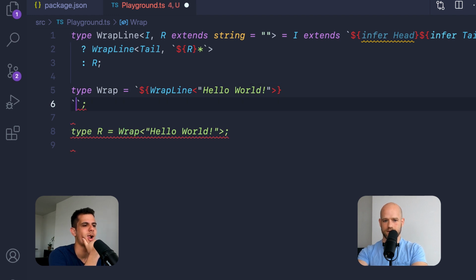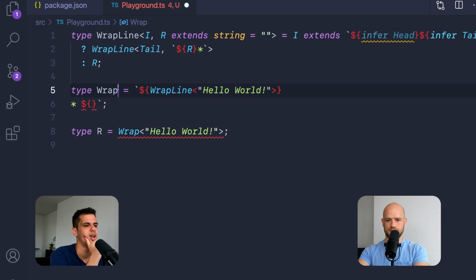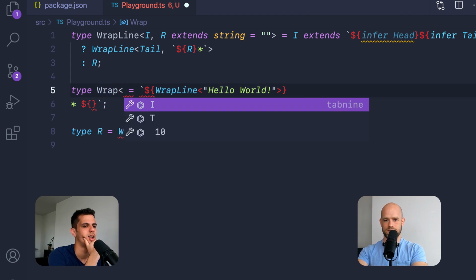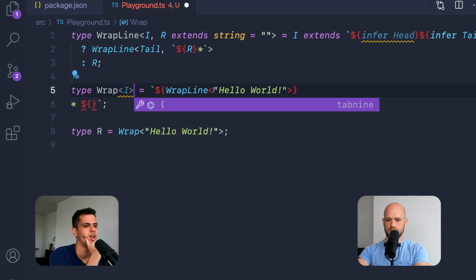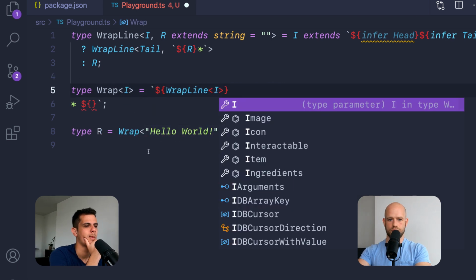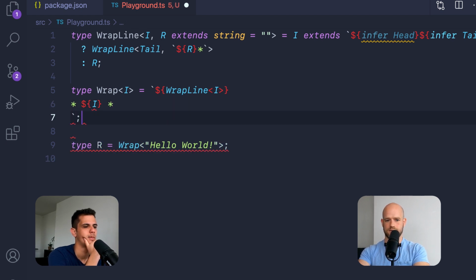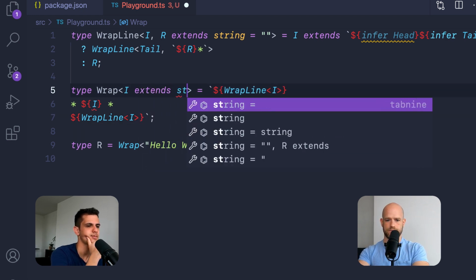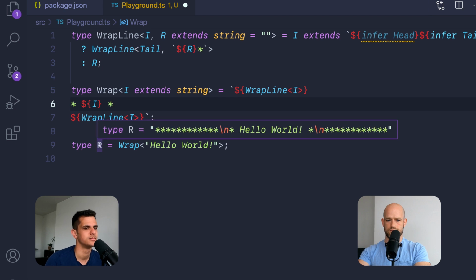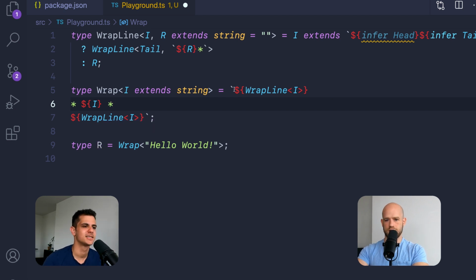And then here we have a star, a space, the word. So here we have, let's call it, I don't know, input. So here we have the input, space, and then a return line. And we type. And I guess this one needs to extend a string. All right. And here, yes, to wrap line, we need to add on each side, I guess, 2 stars, right?